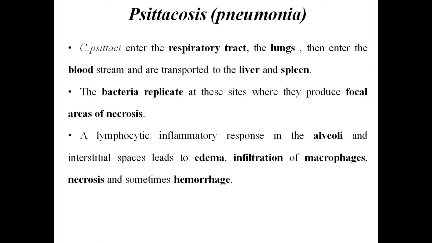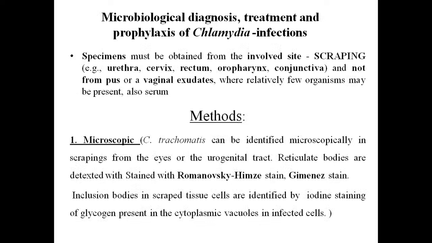Another one is psittacosis, a pneumonia that is caused by Chlamydia psittaci. Chlamydia psittaci enters the respiratory tract, then the lungs, then enters the bloodstream and is transported to the liver and spleen. I hope you remember that it is transmitted by airborne transmission from birds, from doves or parrots. Bacteria replicate in the liver and spleen, where they produce focal areas of necrosis. A lymphocytic inflammatory response in the alveoli and interstitial spaces leads to edema, infiltration of macrophages, necrosis and sometimes hemorrhages, and destruction of the lungs. It resembles pneumonia. It has all clinical manifestations of pneumonia.